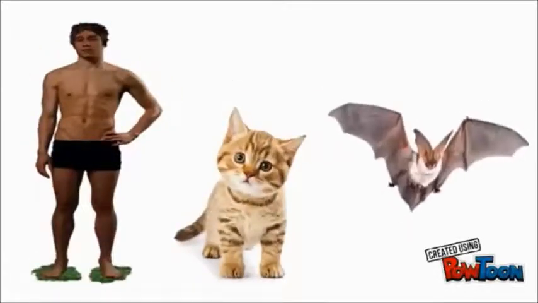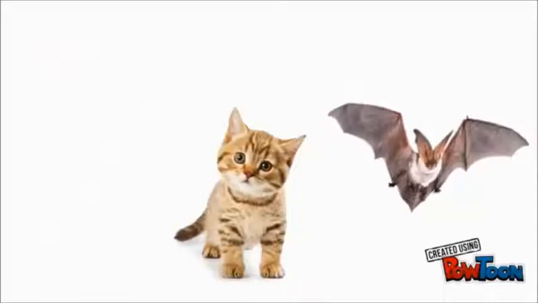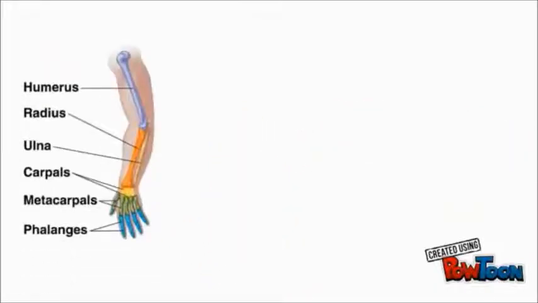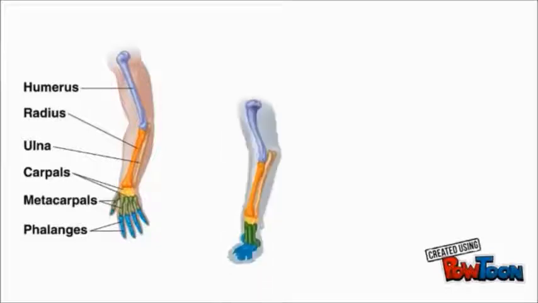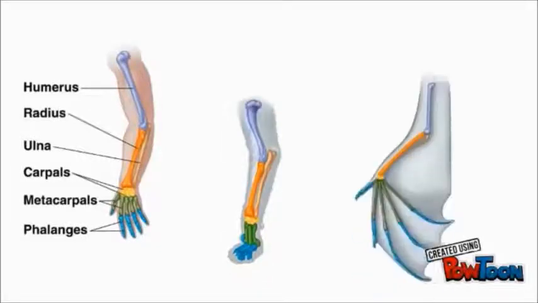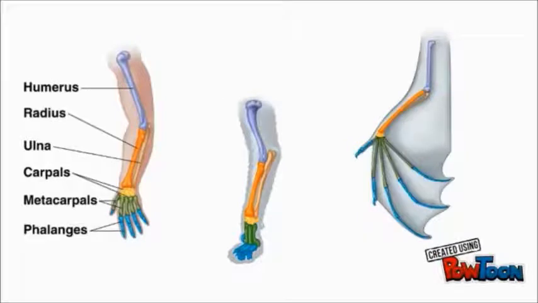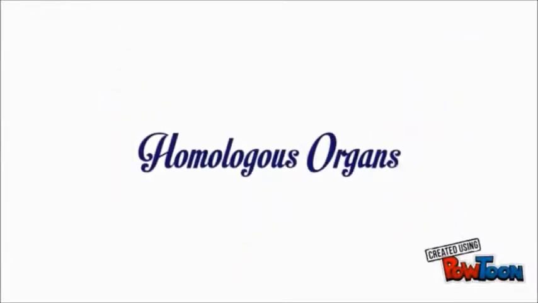Look at the structure of these animals. A human, a cat, and a bat seem to have not much in common. But if we take a deeper look at their limbs, we find that most parts are common, like humerus, radius, ulna, carpals, metacarpals, and phalanges. These structures, which appear to have similar basic structures but perform different functions, are called homologous structures.